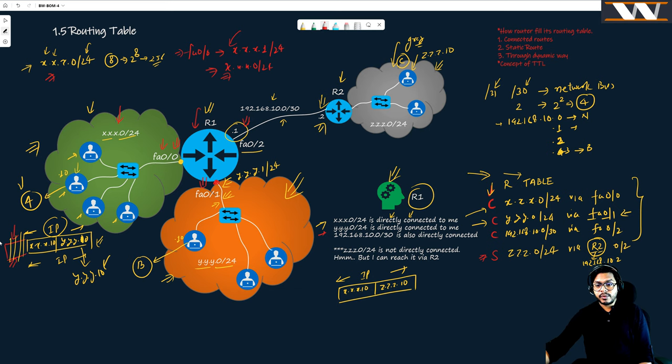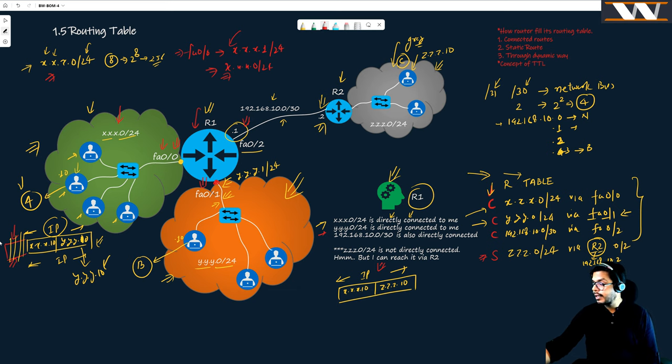Previously, when this route was not there, this IP packet was dropped. The router is going to drop this packet because it does not have any route with respect to z.z.z.10, right? I'm talking about if you do not specify the static route, but you have specified it.